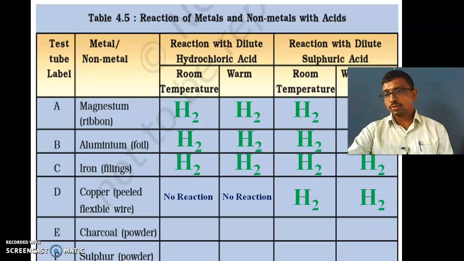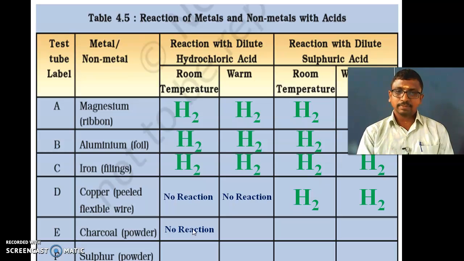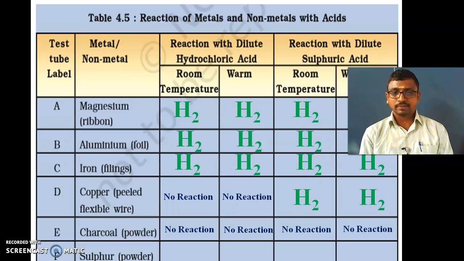And charcoal powder, which is a non-metal. So what happens when a non-metal is treated with acid? No reaction takes place. When we heat it also, no reaction takes place. When we add dilute sulfuric acid, no reaction takes place, and when we heat, no reaction takes place.